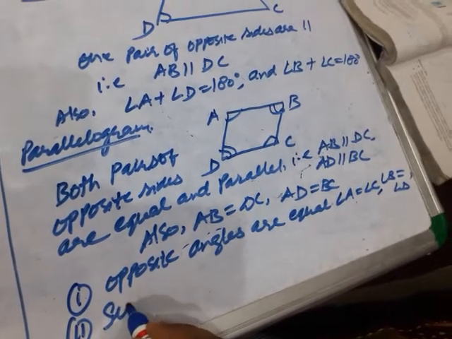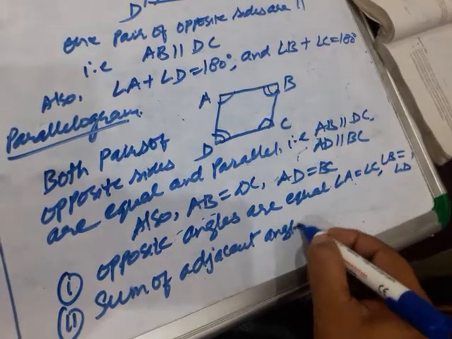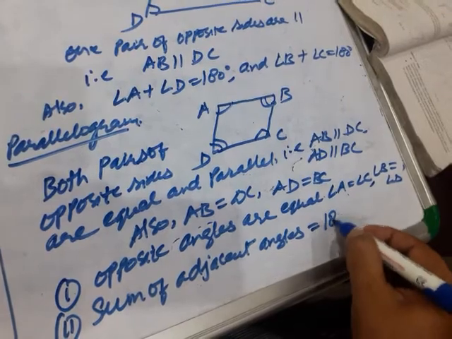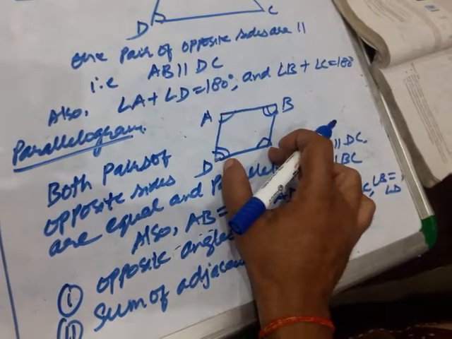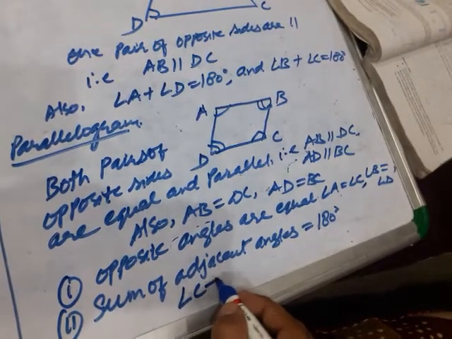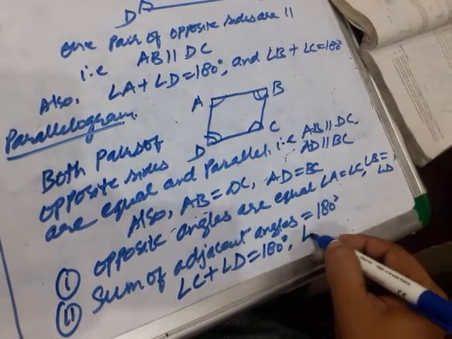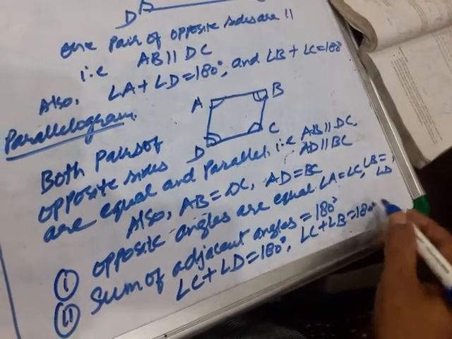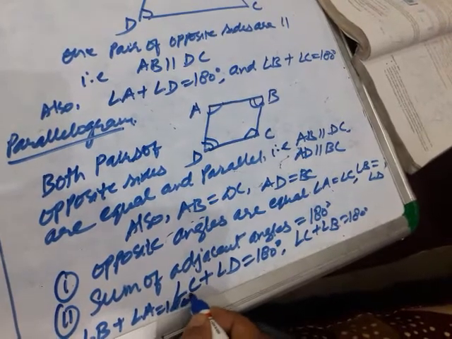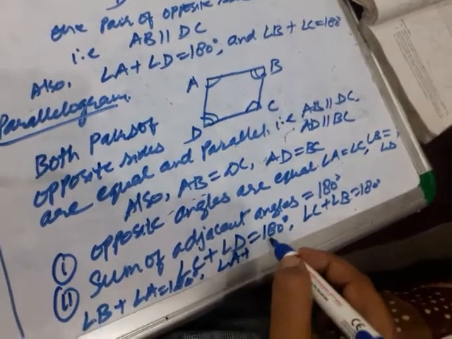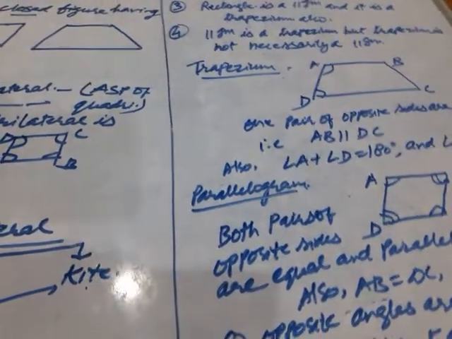Second one, sum of adjacent angles equal to 180 degrees, children. Why is it so? This line is parallel to this line, and one of the sides is the transversal, so angle C plus angle D equal to 180 degrees. Angle C plus angle B equal to 180 degrees. Angle B plus angle A equal to 180 degrees. Angle A plus angle D equal to 180 degrees. This is called the sum of adjacent angles of a parallelogram is 180 degrees.